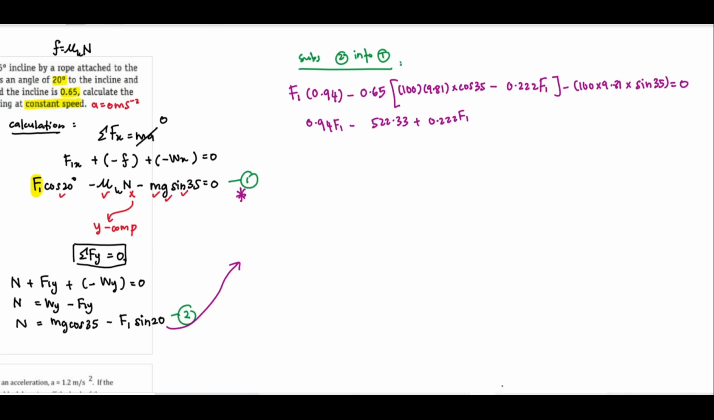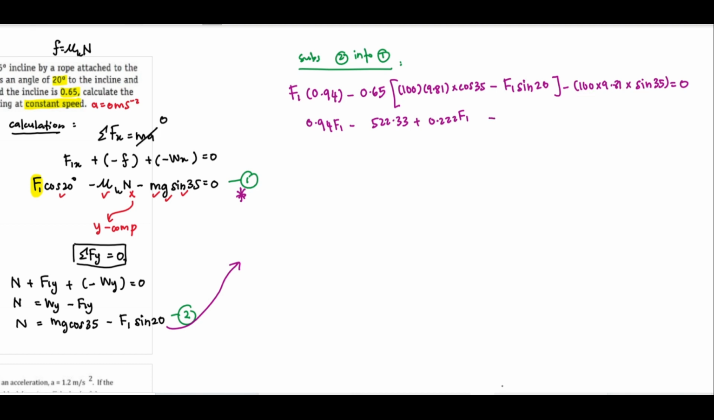Sekejap, saya betulkan balik yang atas ni. Yang ni 0.22 F1 ni, saya tulis dulu F1 sin 20. Okay, F1 sin 20. Okay, saya tak kira dulu sin 20. Nanti, sin 20 darab dengan 0.65, baru dia dapat 0.22 F1. Okay, so, dah settle yang belah sana, minus, selesaikan yang ini pula.